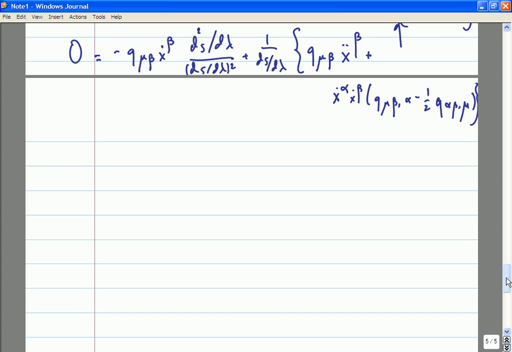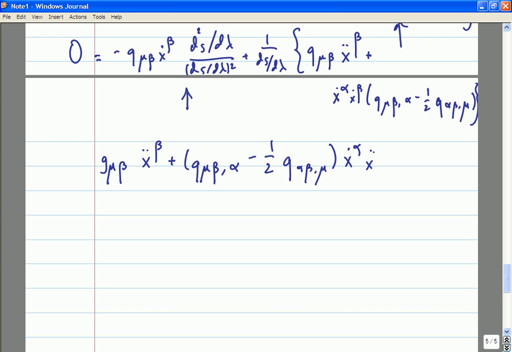Okay. So let me now rewrite this equation a little bit. So let's move this guy here onto the other side, and I'll write this as g mu beta x double dot beta plus g mu beta comma alpha minus 1/2 g alpha beta comma mu x dot alpha x dot beta is equal to g mu beta x dot beta times d squared s by d lambda squared over ds by d lambda.